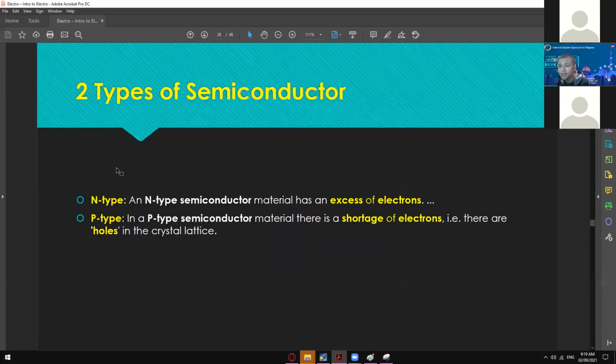For this one, we have 2 types of semiconductor: the N-type and P-type. To make it short, N-type has more electrons, and P-type has more holes, or the positive charge, let's just say proton, because that's the positive one.